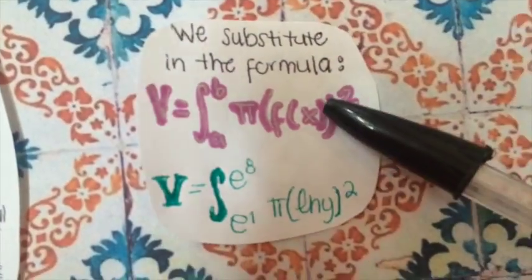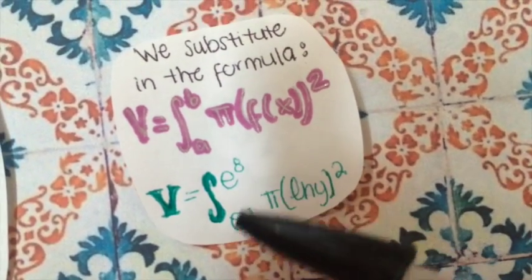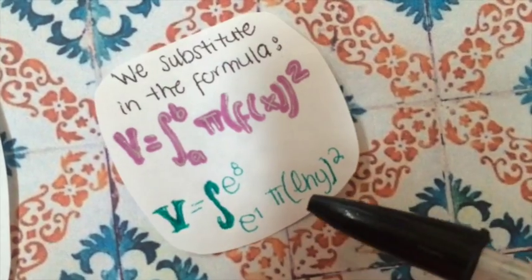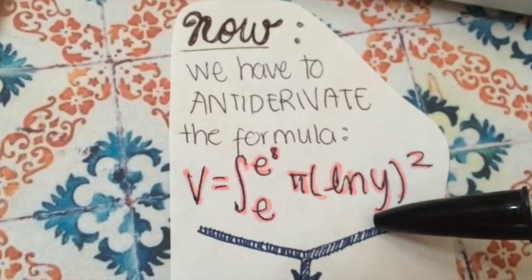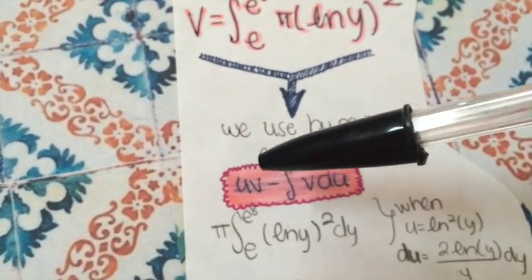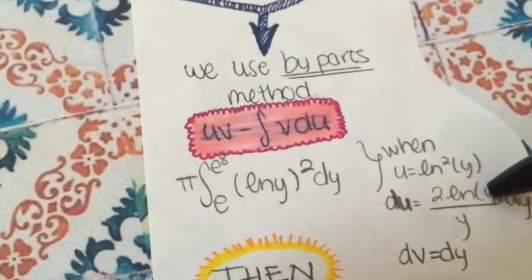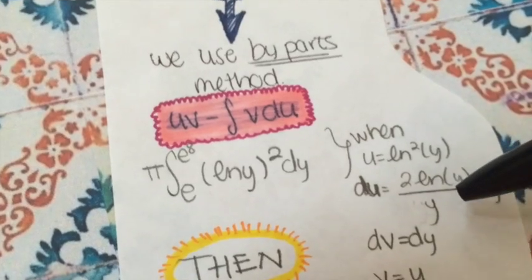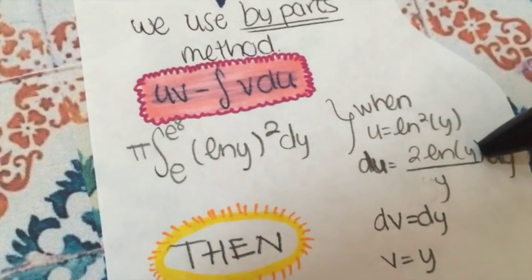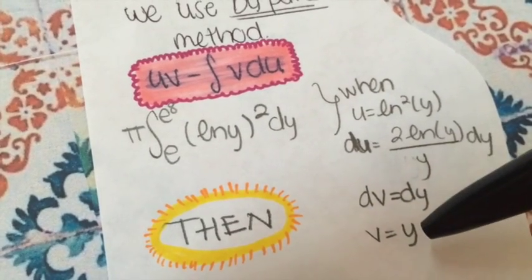Then we substitute in the formula to get the volume, and it says volume equals the integral from e to the 1 to e to the 8 of pi times ln of y squared. Now we have to antidifferentiate, using the integration by parts method, which is u times v minus the integral of v times du, where u equals ln squared of y, du equals 2 times ln of y over y times dy, dv equals dy, and v equals y.